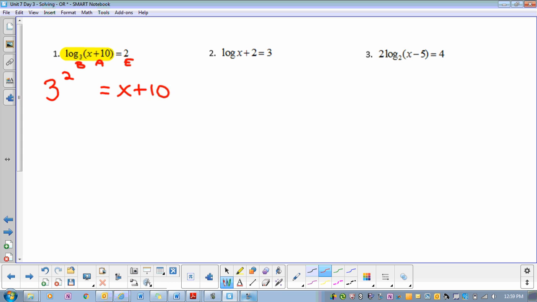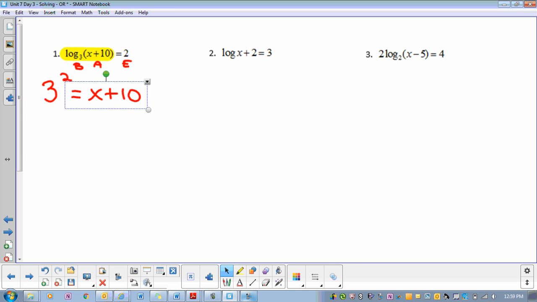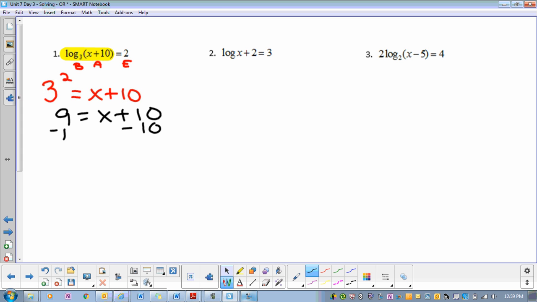Rewrite it. Why is there a big space in between those two? It's just because they're far apart. Okay? And it's the same thing. So what is 3 squared? 9. x plus 10. x equals 9 minus the 10. So x equals -1, right? So let's check.